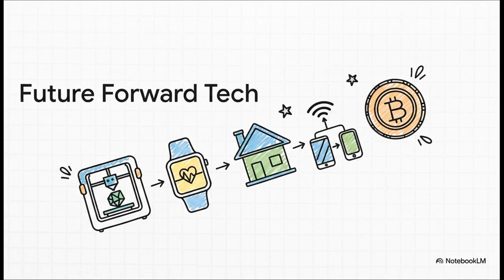And the evolution is just speeding up. We're now turning digital information back into physical objects with 3D printing. We're literally weaving technology into our bodies with wearables and into our homes with the Internet of Things. We're even creating entirely new kinds of digital money, like Bitcoin. The digital toolkit isn't just growing, it's actively reshaping our reality.